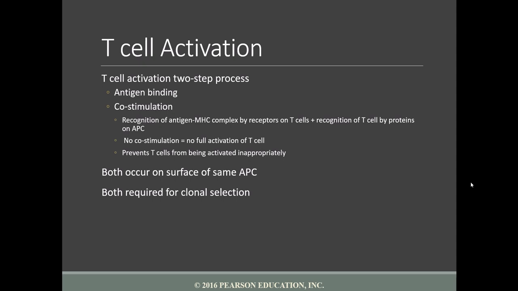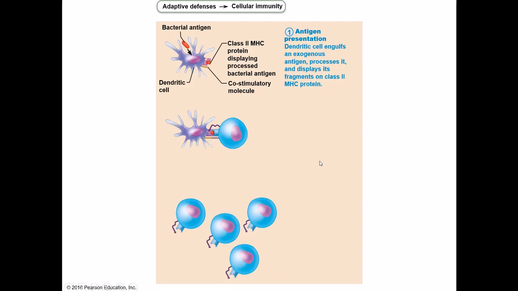And if that doesn't occur, say the T cell recognizes the antigen MHC complex, but the co-stimulatory protein on the antigen-presenting cell doesn't recognize the T cell, then perhaps we might get an inactivation or an activation of some T cells that are really not appropriate and could lead to autoimmune diseases. So both of these things have to happen, both the antigen presentation and this double recognition, in order for clonal selection and proliferation of our T cells to occur. So that's what that looks like.